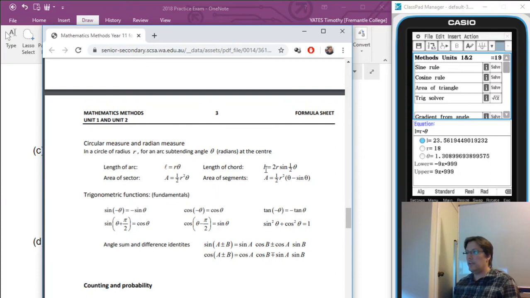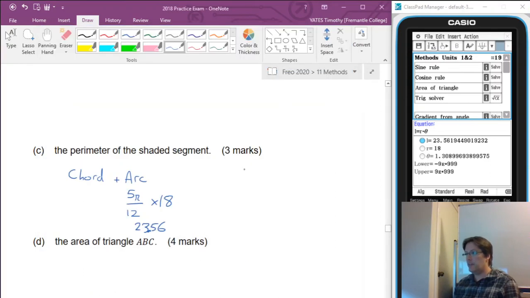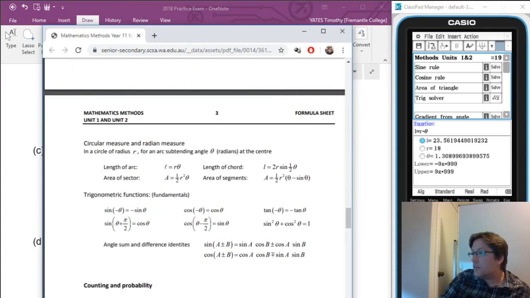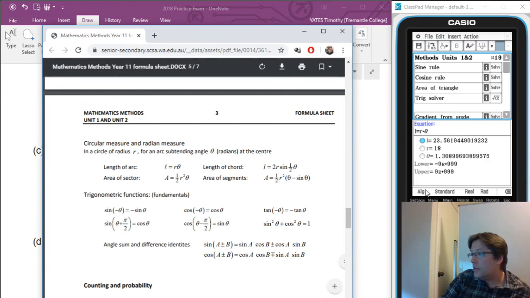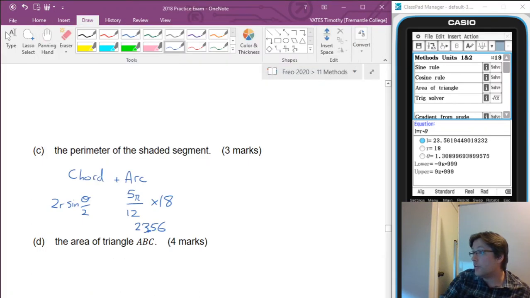Length of chord is 2r sine half theta. Is that right? Let's just double check. Length of chord 2r sine half theta, or theta on 2 will do the same thing. So let's put that in here.